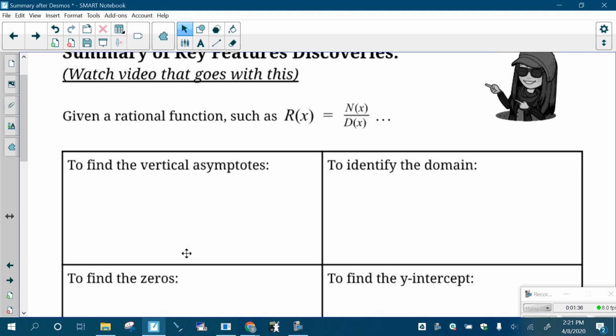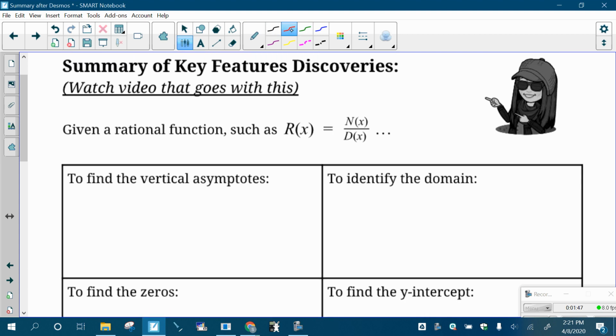So to find the vertical asymptotes, you look at the denominator. I'm just going to use a generic rational function, n of x divided by d of x. So you look at d of x, and you're figuring out when it equals 0. You're solving an equation to figure out when d of x equals 0. It helps to factor, it makes solving that easy.